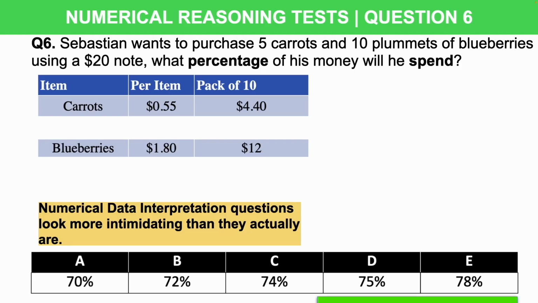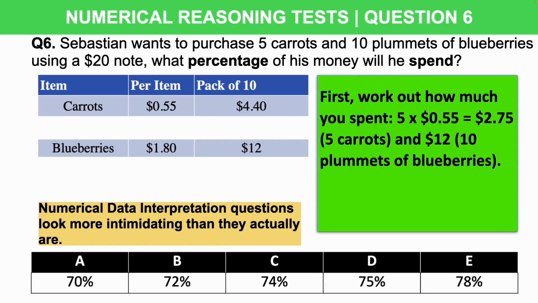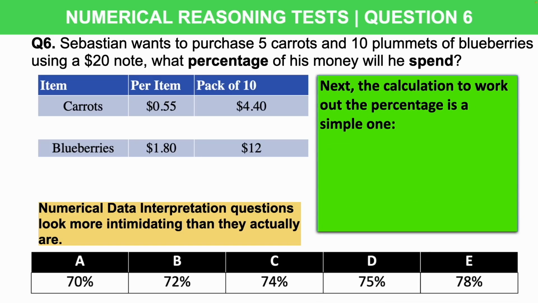To do it, first we work out how much Sebastian spent in total. So 5 times 55 cents equals $2.75. That's for 5 carrots. And then he spent $12 to get 10 punnets of blueberries. So $2.75 plus $12 gives us a total of $14.75.